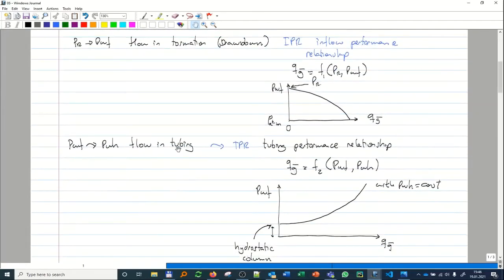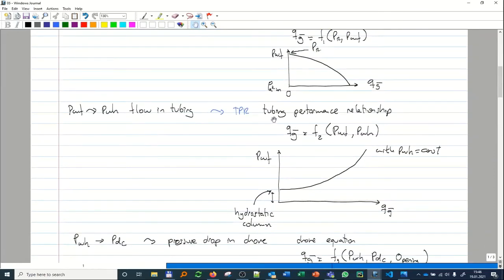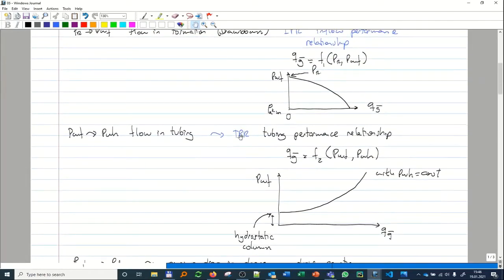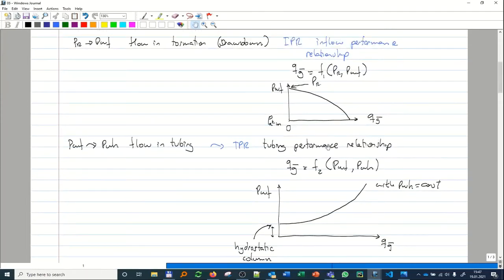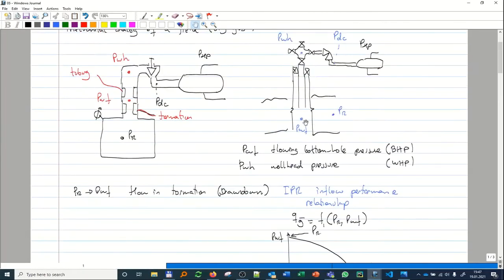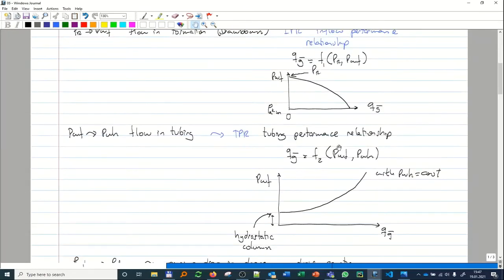So that's the flow in the tubing, and this equation we are going to call the TPR, the tubing performance relationship. And again, it's a relationship that depends on the delta P, the pressure here and the pressure here, and it gives me how much rate I will have. So you see here I call it a function, and it's a rate at standard conditions of oil or gas, and it's a function of these two pressures, the flowing bottom hole pressure and the flowing wellhead pressure.